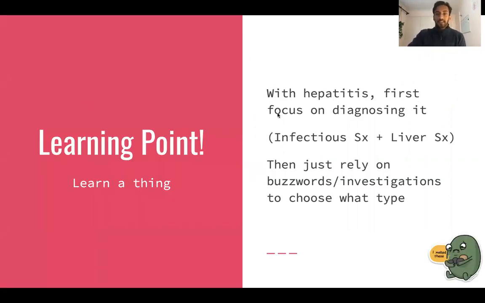So yes, as I said, when it comes to diagnosing hepatitis, really just firstly focus on diagnosing actual hepatitis, because the rest will really just rely on buzzwords or investigations. So once you have those infectious symptoms plus your classic jaundice symptoms, that really indicates that you're dealing with a viral liver condition.